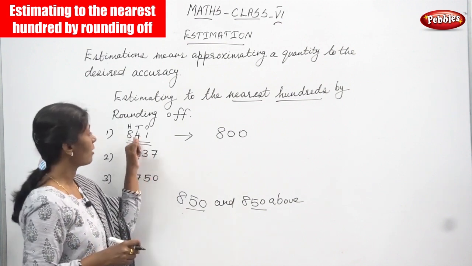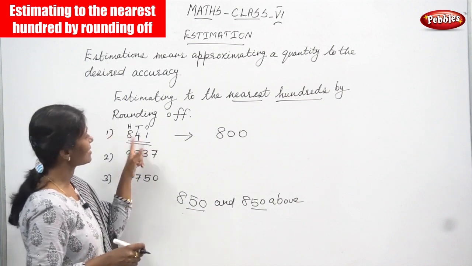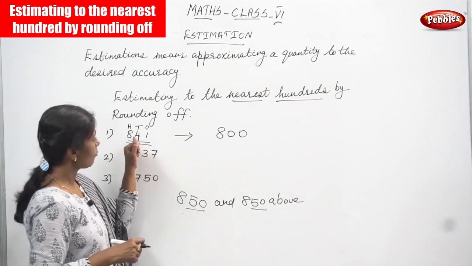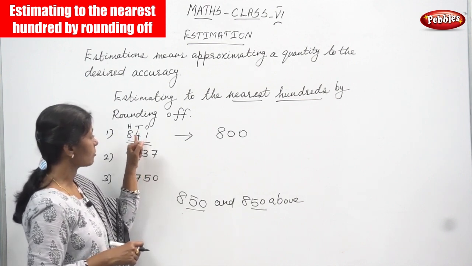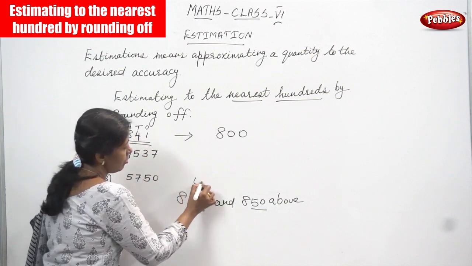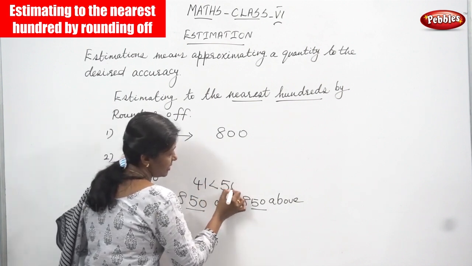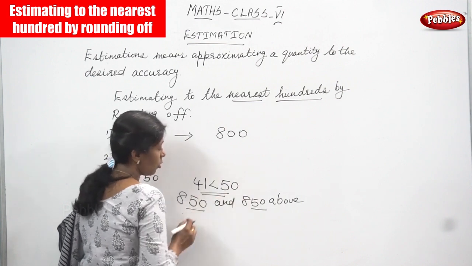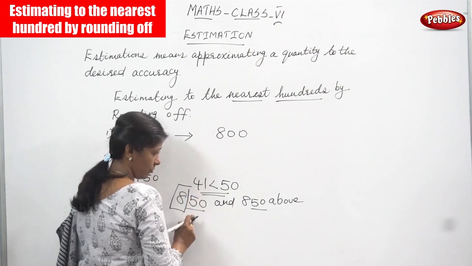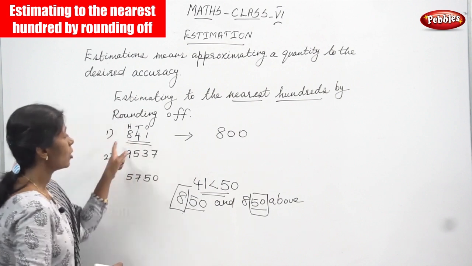You have to write the nearest 100, but at the same time you have to consider the tens and ones also. So 41 means 4 tens and 1 ones, that is 841. 41 is less than 50. Don't consider this 8. If the number is 50 or above, you have to change this.